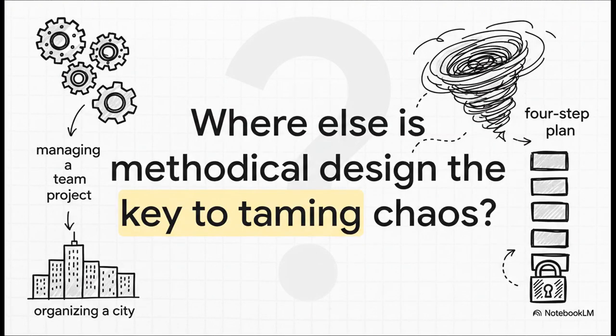So, we've seen how this simple plan contains some incredible complexity in software. But this way of thinking, it applies so far beyond just code. I mean, think about managing a team project or even organizing a city. Where else could this kind of methodical design be the absolute key to turning chaos into clarity? That's definitely something to think about.